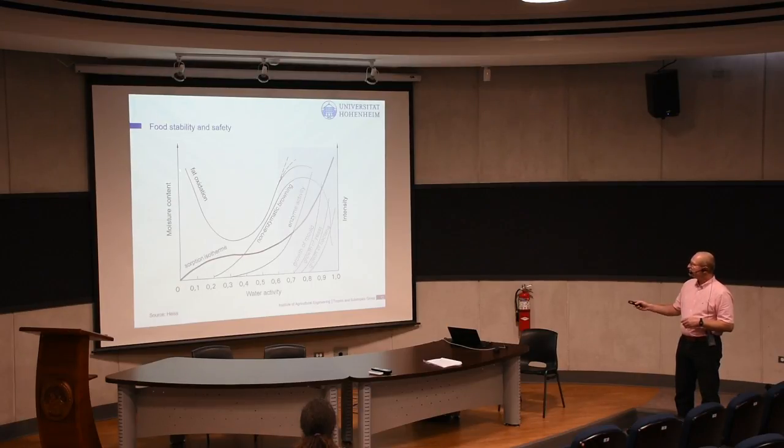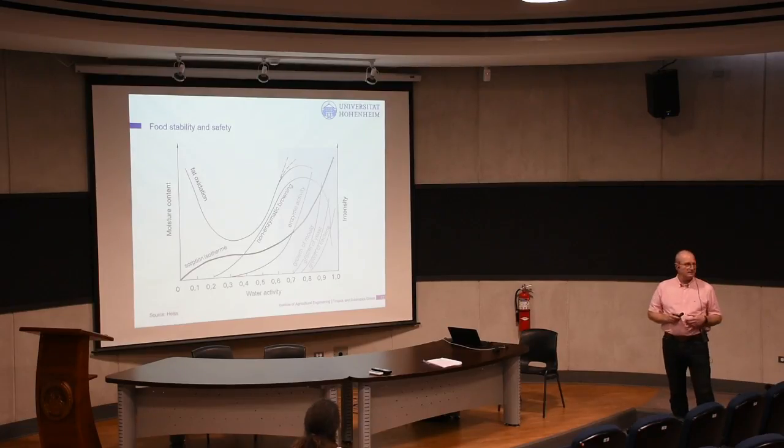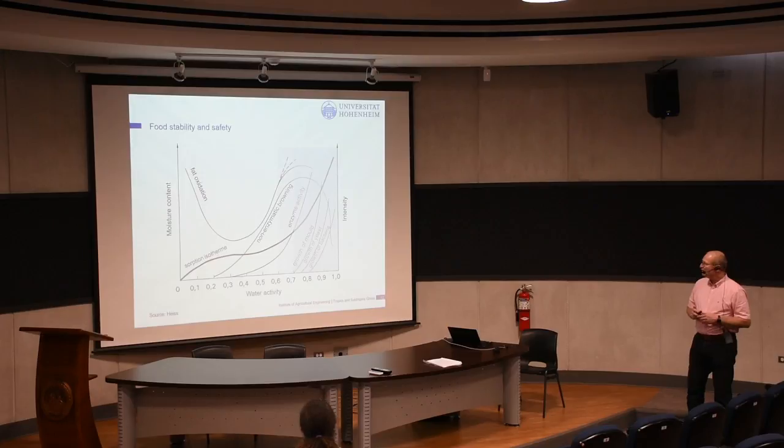Okay, and fat oxidation, this is a matter of oil crops like rapeseed and so on. And they are also commonly dried down to a lower water activity to reduce the fat oxidation, which has a minimum here.